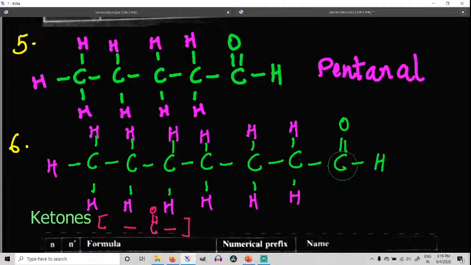Heptanal. Yes, Snigdha and Siddhant have written the correct answer. Heptanal is the correct answer. Since there are 7 carbon atoms, it will be hept. The root word will be hept plus an. Why? Because in between the carbon atoms there is a single bond. No, it's not hexanal, beta Pratyush. It is heptanal. And why al is there? Because aldehyde is present.